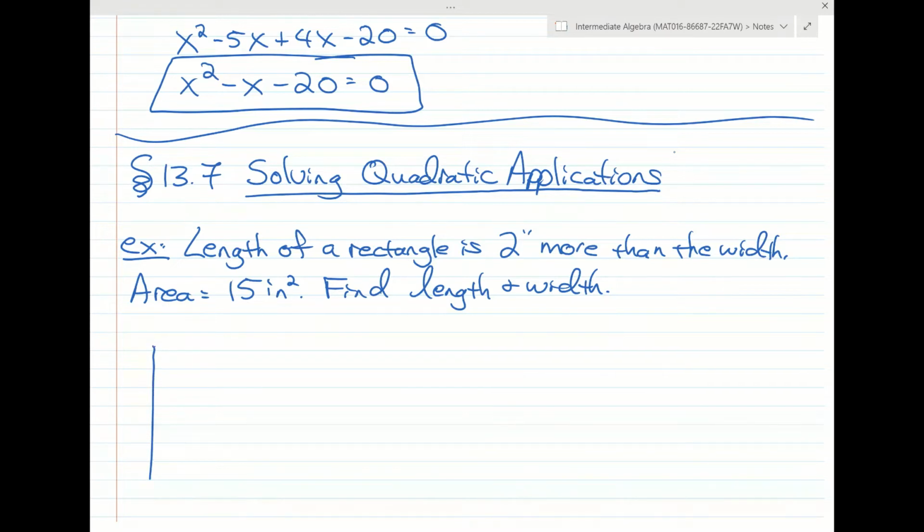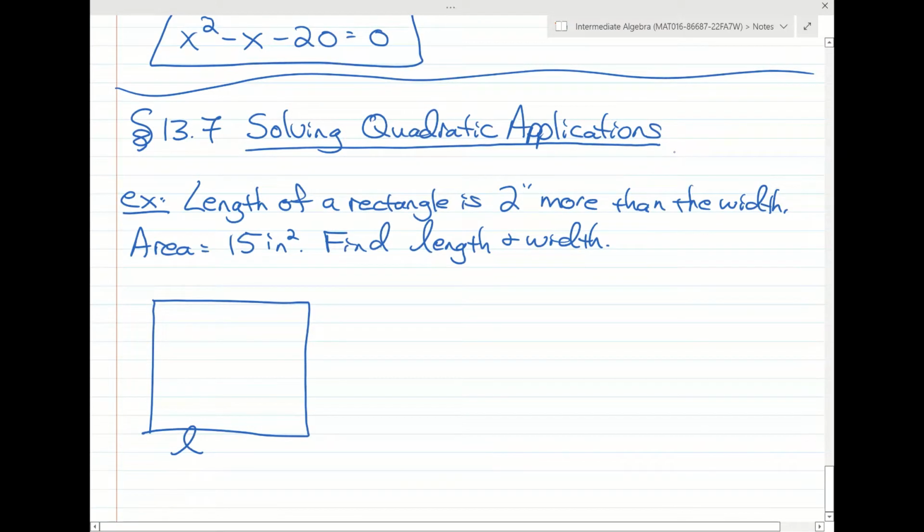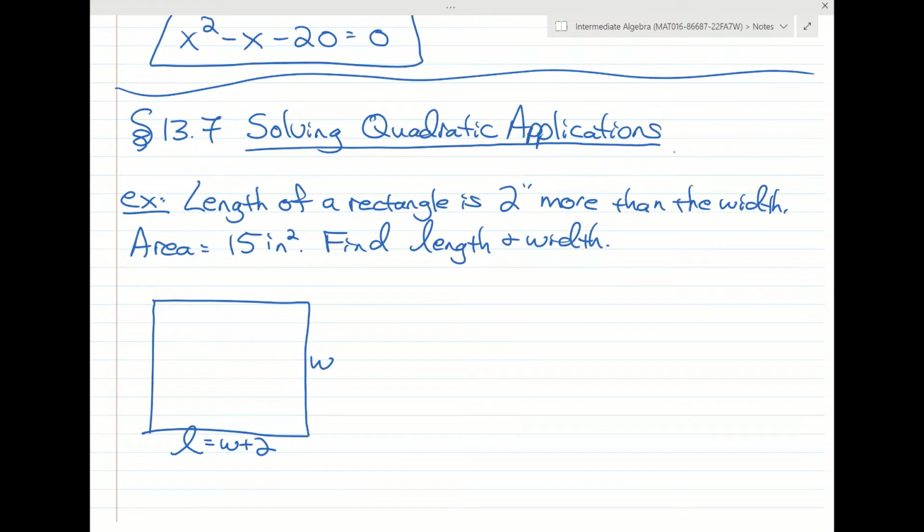Generally, the way that I try to do these problems is I draw it out. So if we have a length and we have a width, the length is 2 more than the width, so it would be W plus 2. It talks about area. Area is equal to length times width. But the area is 15, and that's going to be the length times the width. We have another quadratic equation.